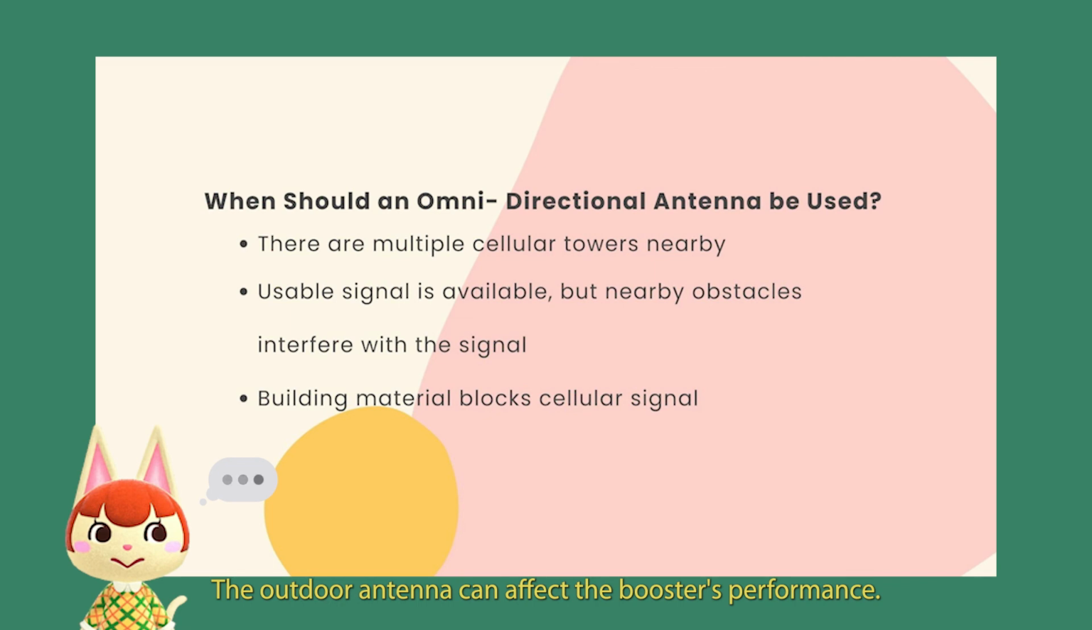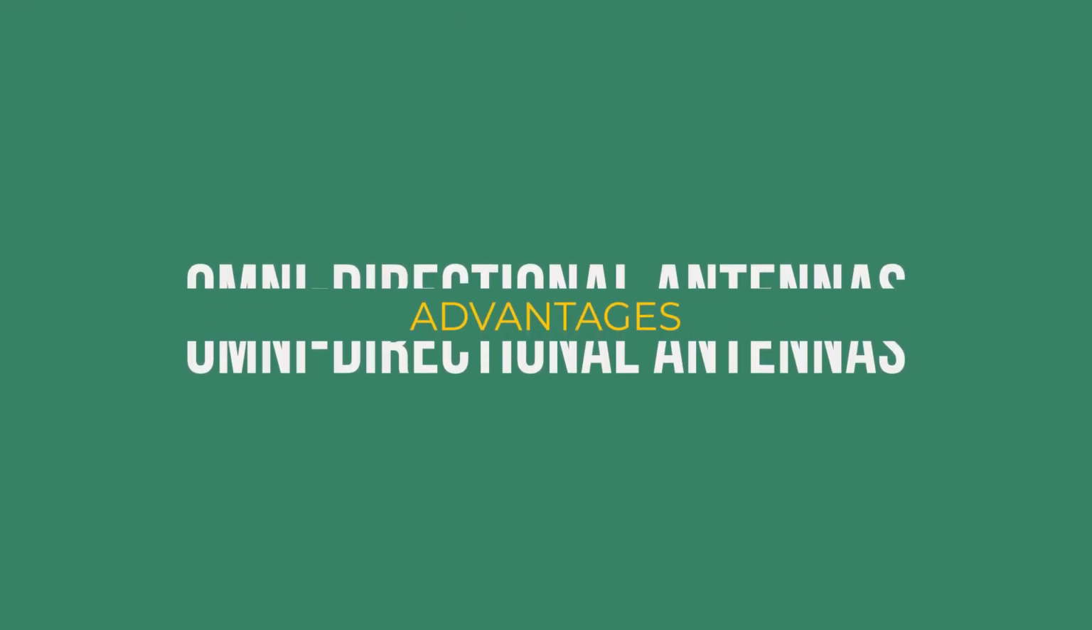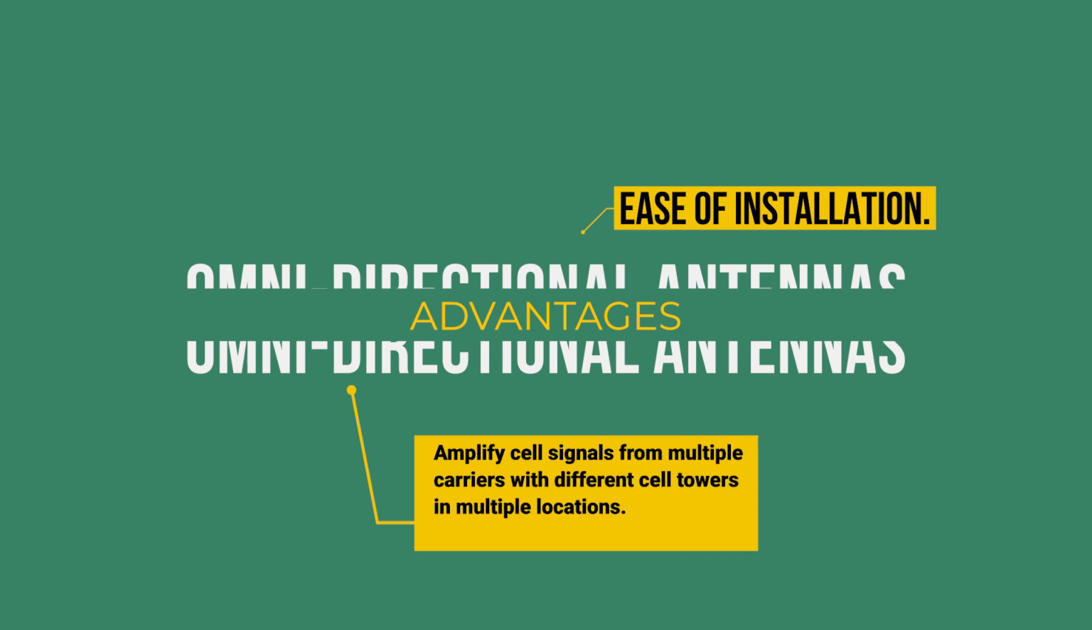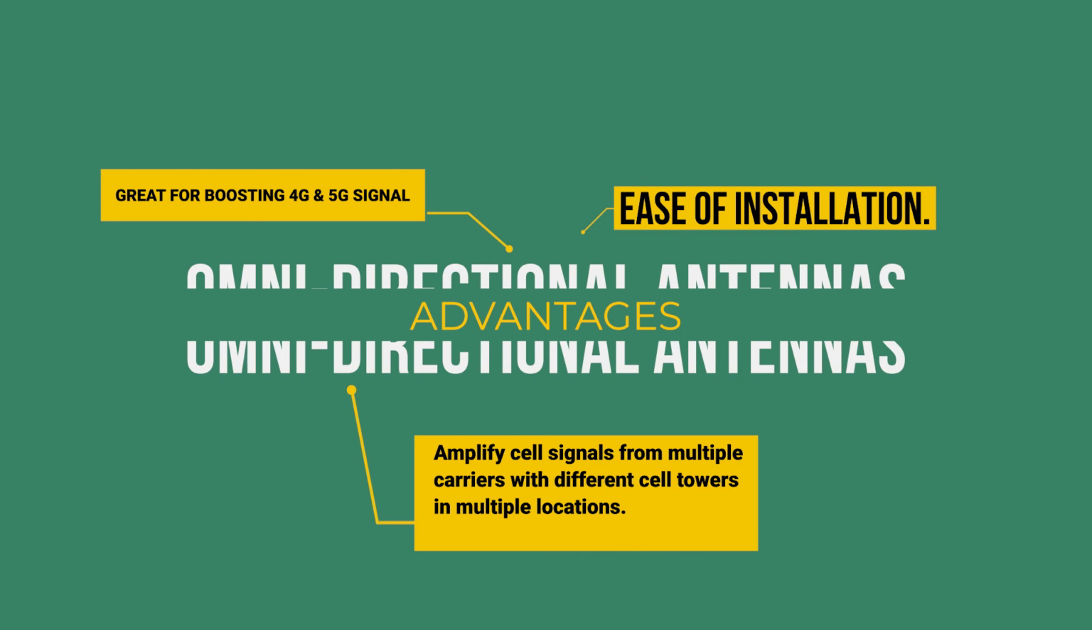The outer antenna can affect the booster's performance. The advantages of omnidirectional antennas: The first one is ease of installation. Second, they amplify cell signal for multiple carriers with different cell towers in multiple locations. Third, they are great for boosting 4G and 5G signal when building material is the main cause of cellular interruption.